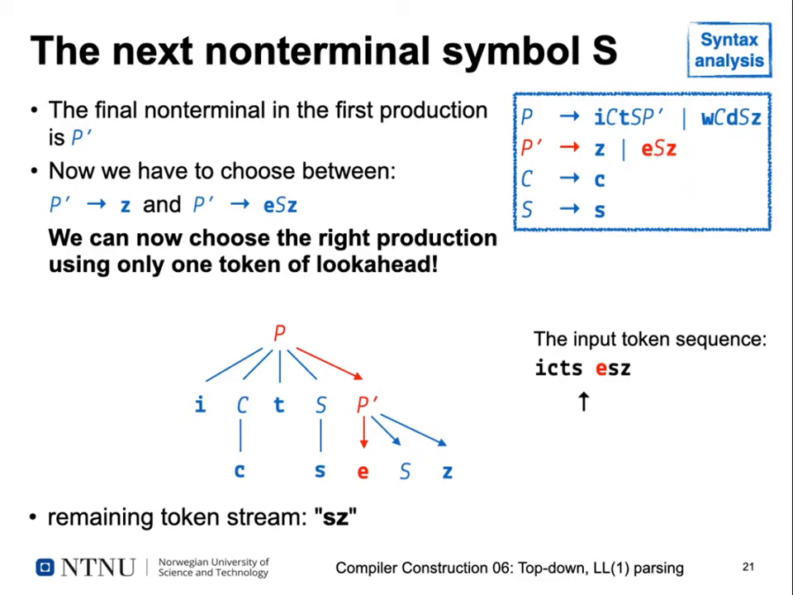We can do this using only one single token of lookahead, because we've done this left recursion elimination. So we can resolve our P prime now to our sequence E, non-terminal symbol S, and Z at the end. We can remove the E at the beginning because we've matched it, and our remaining token stream is SZ.